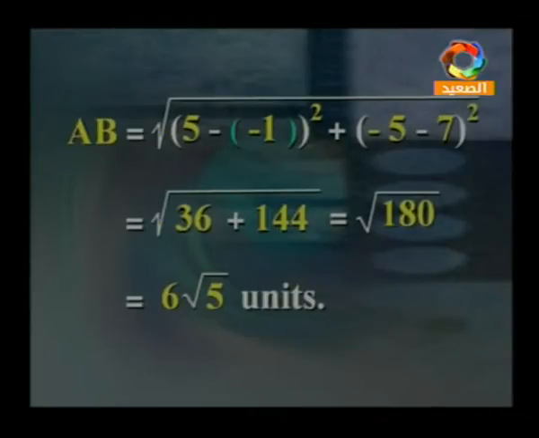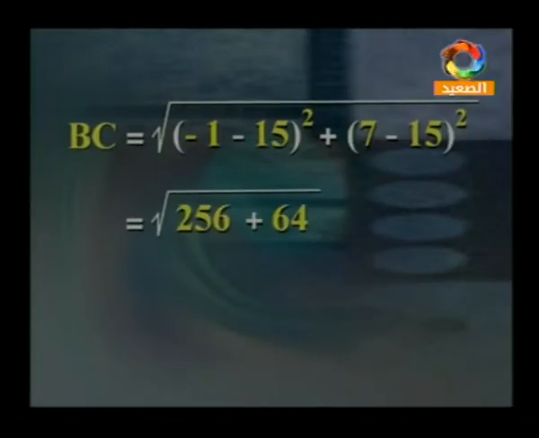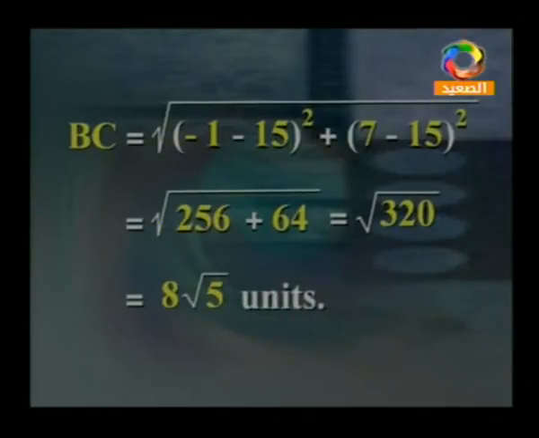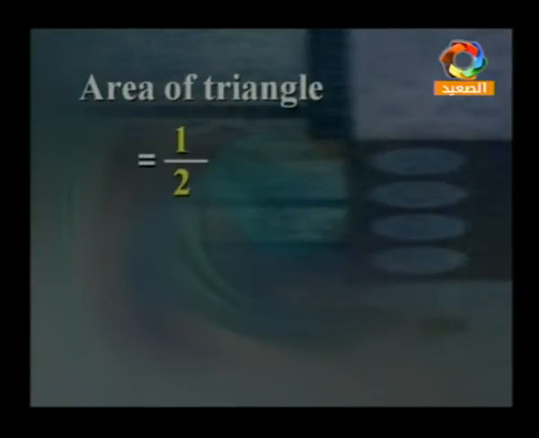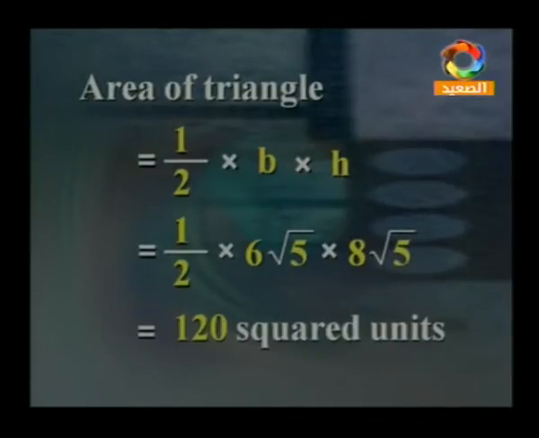Now to find the length of BC, so BC equals square root of (negative 1 minus 15) all to the power of 2 plus (7 minus 15) all to the power of 2 to give a result as square root 256 plus 64 equals square root 320, and this will lead us to 8 square root 5 units. Now to find area of the triangle, you know that area of triangle equals half times its base times its height. Then it is half times 6 square root 5 multiplied by 8 square root 5 to give a result as 120 squared units. Let us have another example.